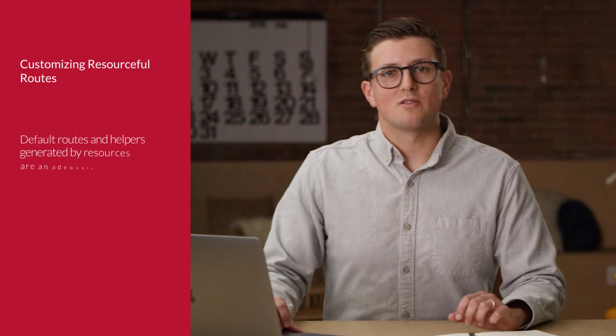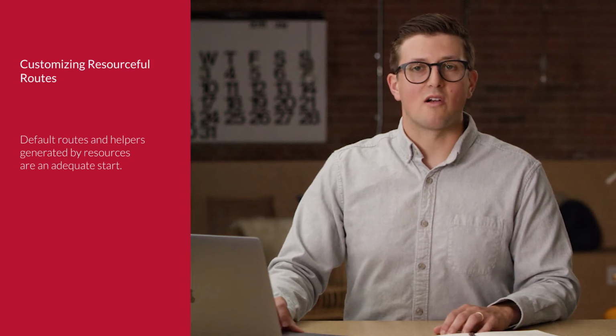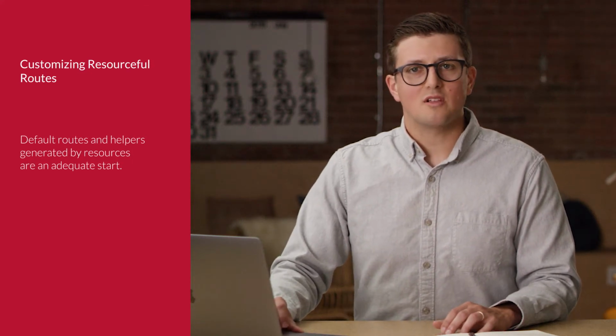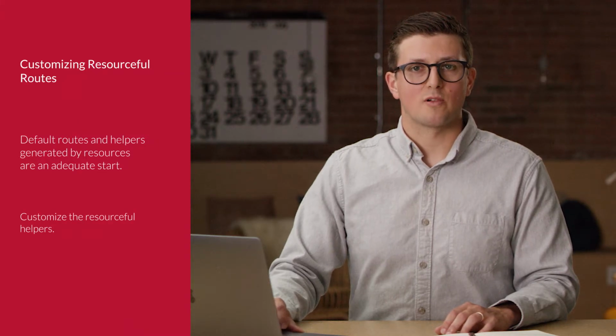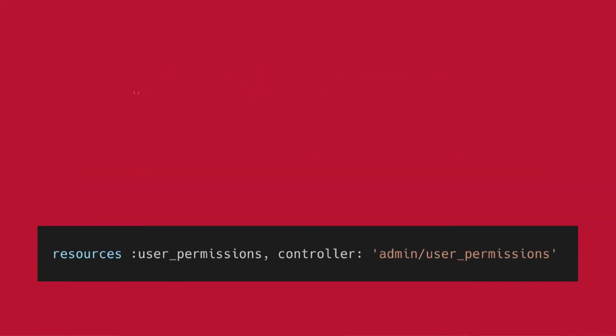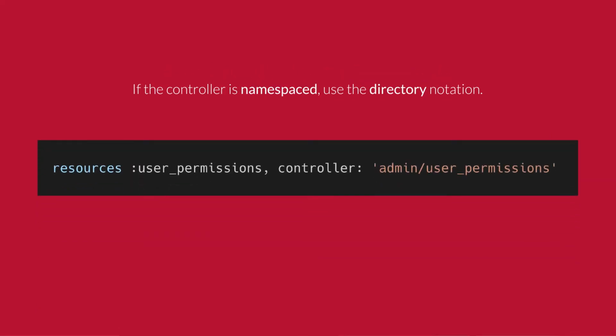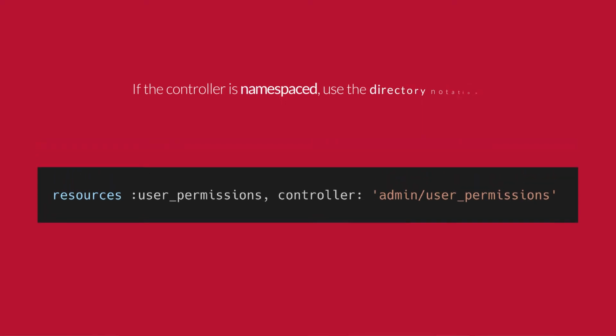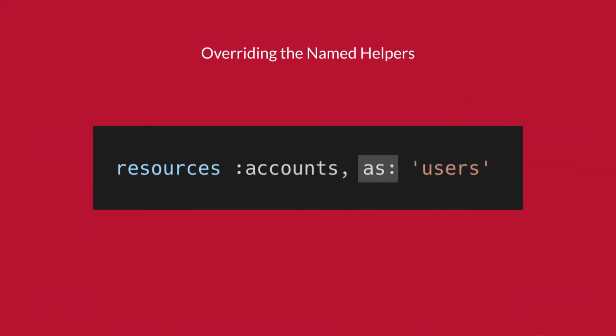Usually, the default routes and helpers generated by resources are an adequate start. However, Rails allows you to customize the resourceful helpers. This code explicitly wires all of the RESTful actions for accounts to the users controller instead of the default accounts controller. If the controller is namespaced, use the directory notation. By including the as option above, you override the normal naming for the named route helpers. Now, users_path would be used instead of accounts_path.